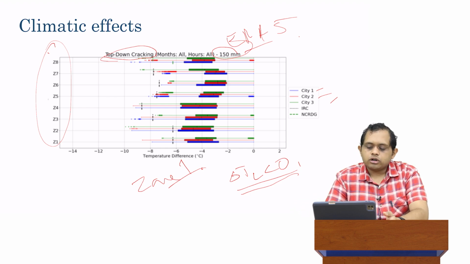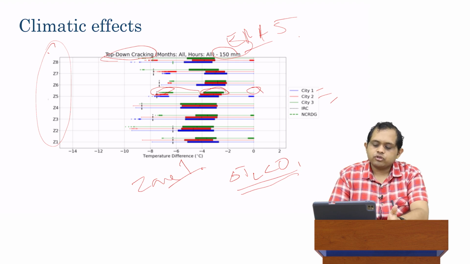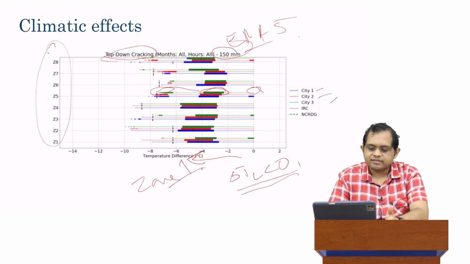This is called a box plot. This middle part is the main part of the data. So this gives us the 25th, the 50th and the 75th percentile. And then we have the outliers or the extreme values on either side. Of course, everything is less than 0 because by definition, top-down cracking occurs when delta TL is less than 0.